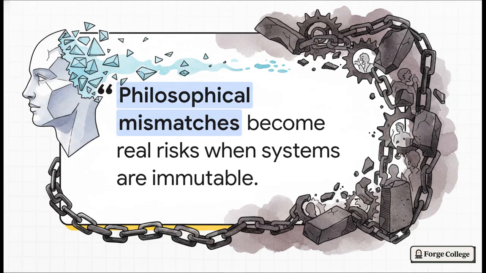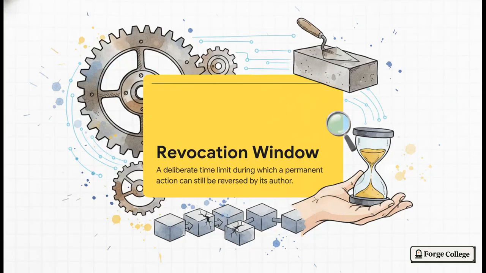And that brings us to a huge premise. Philosophical mismatches become real risks when systems are immutable. If your grand philosophy says, hey, everyone should have an equal voice, but your immutable code doesn't actually account for spam or malicious actors, you didn't build a utopia. You built a permanent disaster zone. So how do we actually solve that?